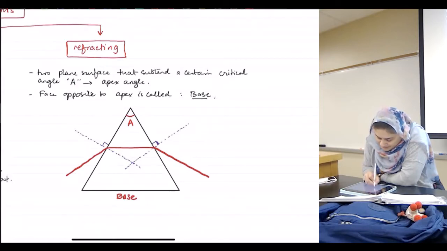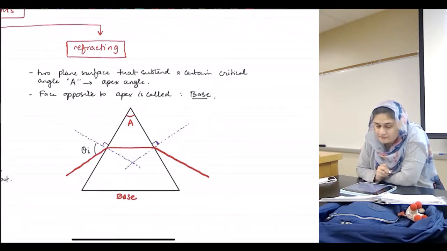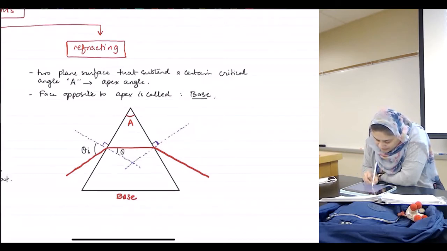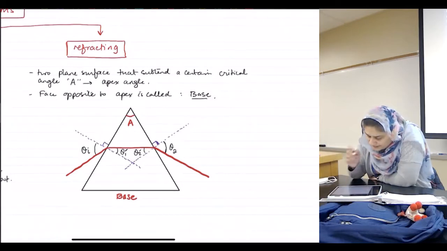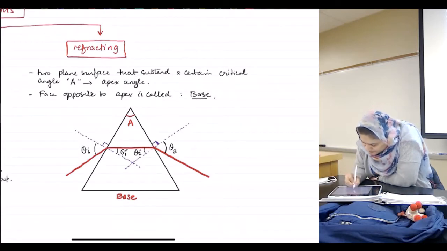My incident angle, theta I, is this one. My refracted angle, theta I prime, is that one. This is my theta 2 prime, and that is my theta 2. I need to do another line. I'll do it with this one to make it clear.